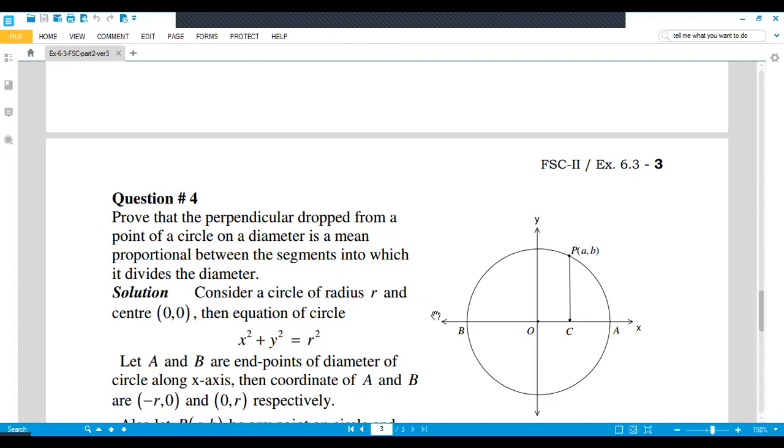Consider a circle of radius r and center O, at the origin. So the circle equation will be x² + y² = r². Let A and B be the endpoints of the diameter along the x-axis. Then the coordinates of A will be (−r, 0) and the coordinates of B will be (r, 0) respectively.